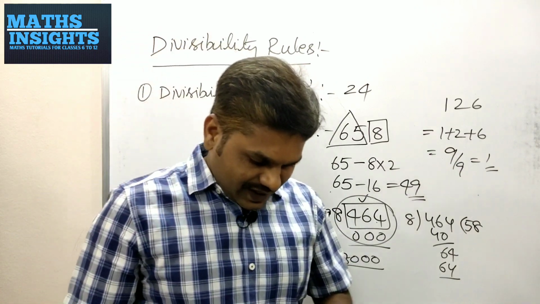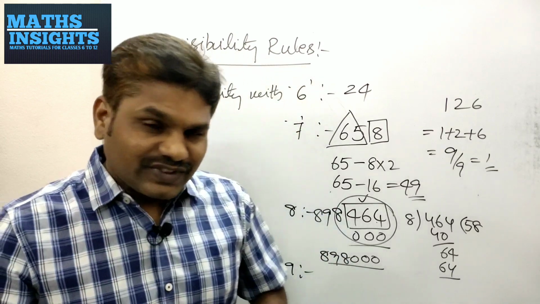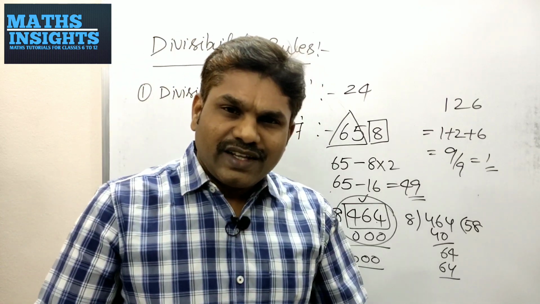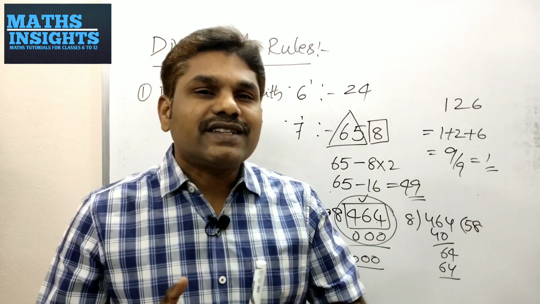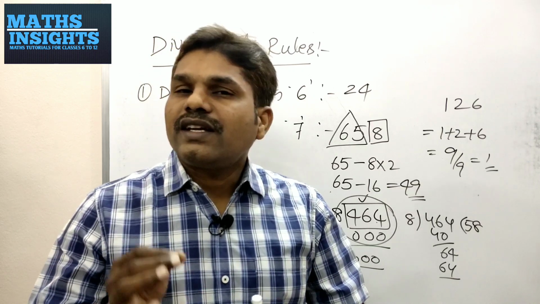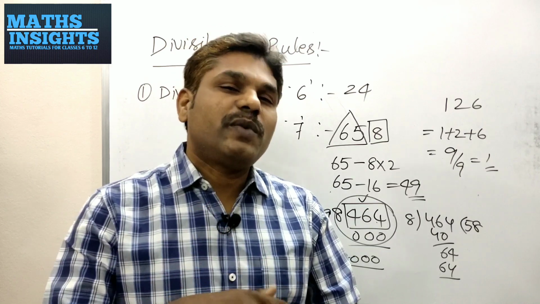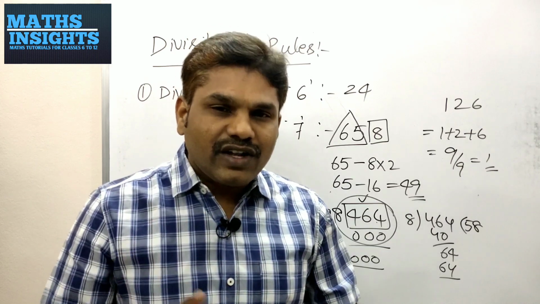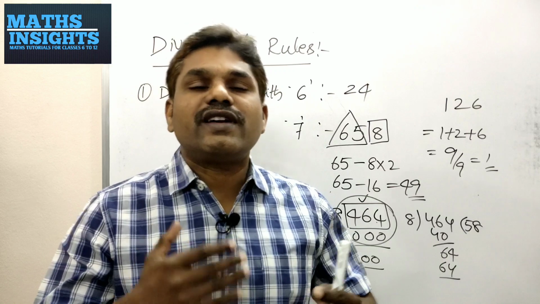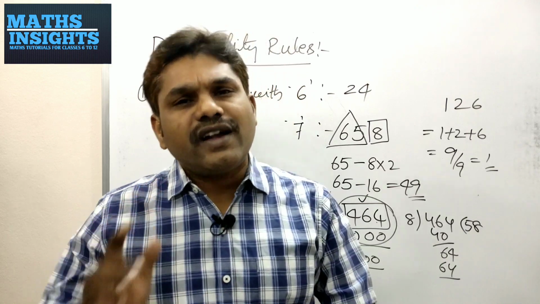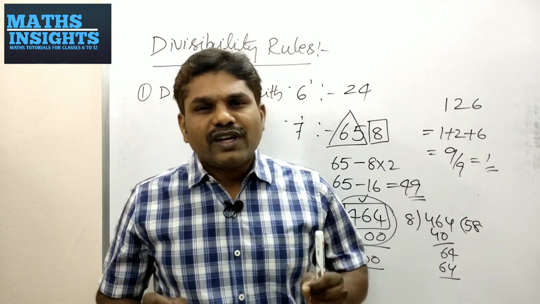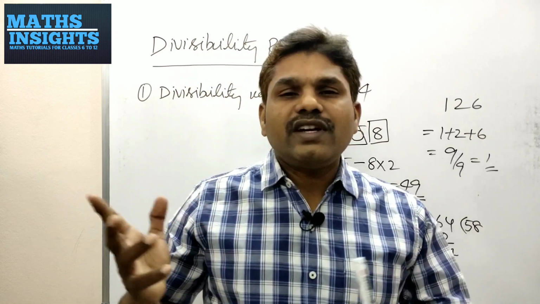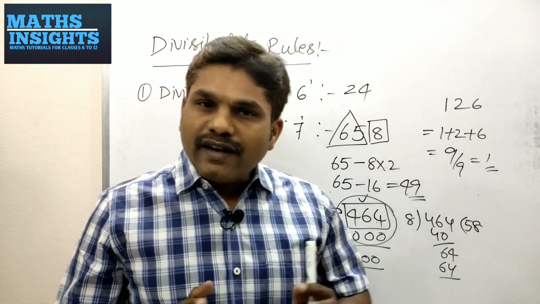Coming to 10, everybody knows, and it is also very simple. If any number has 0 in its last units place, that is divisible by 10. So 100 has 0, 200, 250, 110. Every number which contains 0 in its units place will be exactly divisible by 10.